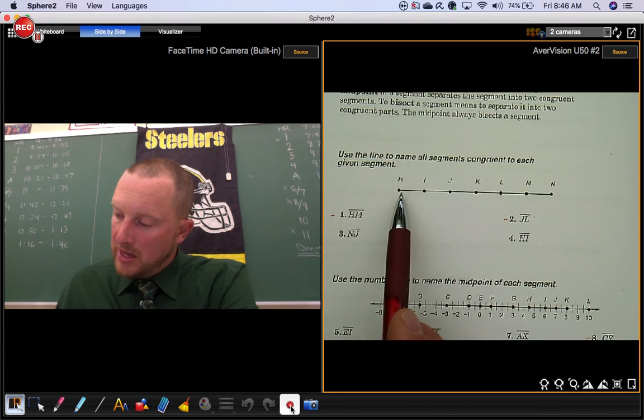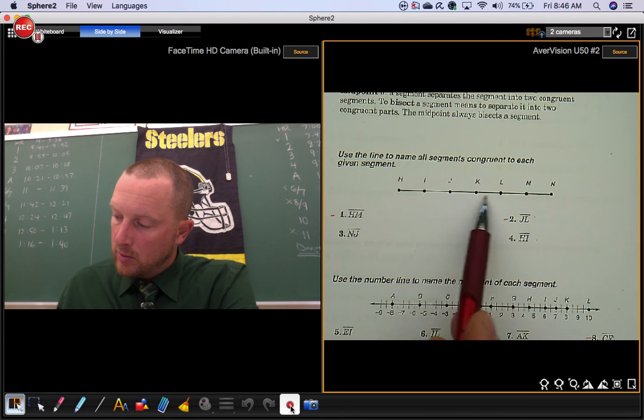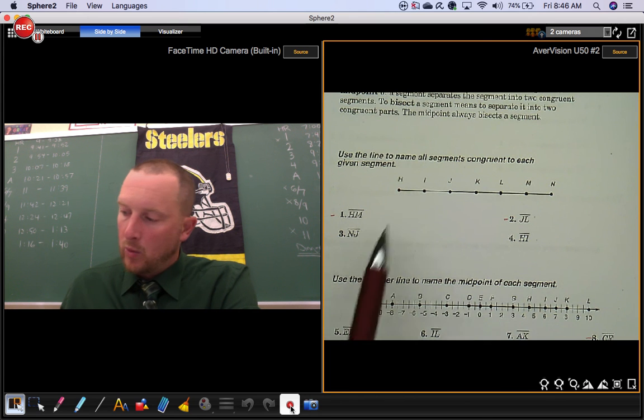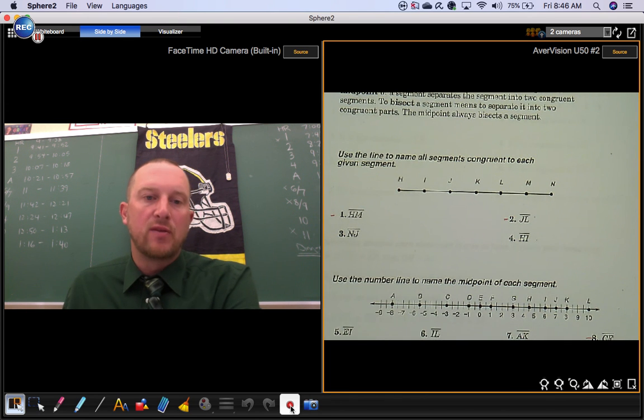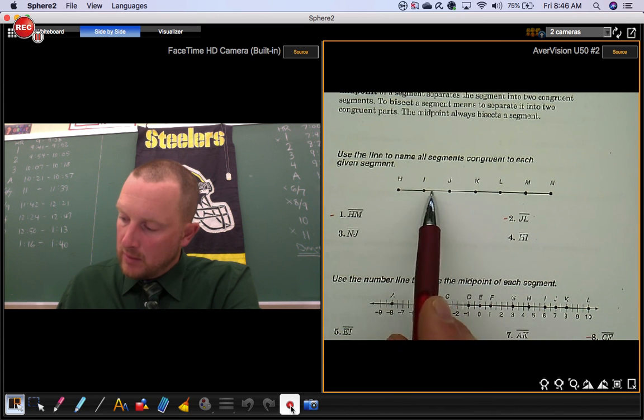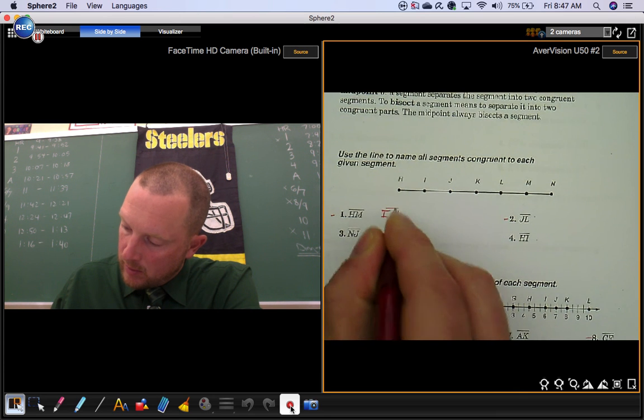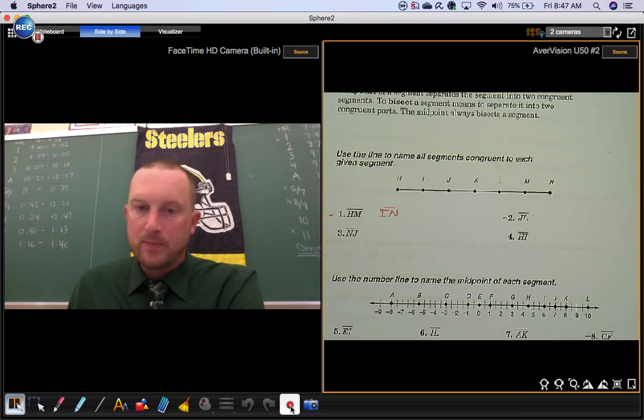So segment HM has a length of 5. What other segment on here has a length of 5? That's what we're looking for. Segment IN has a length of 5 as well. And that's the only one.